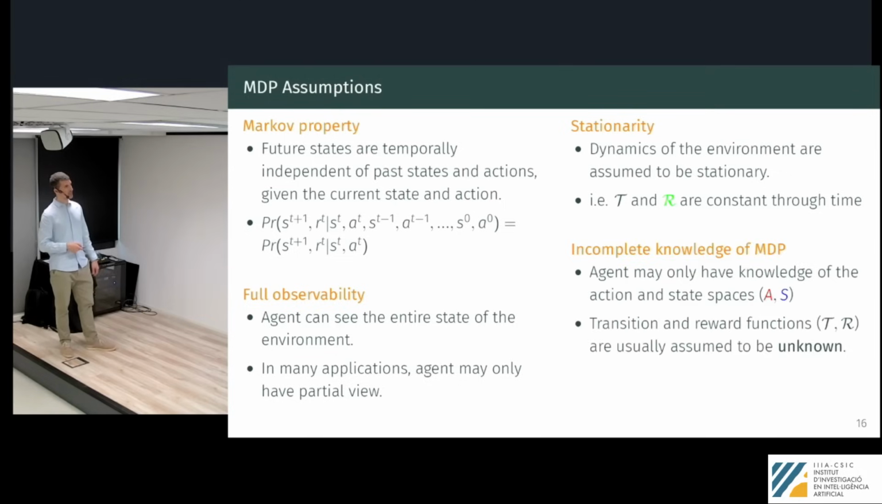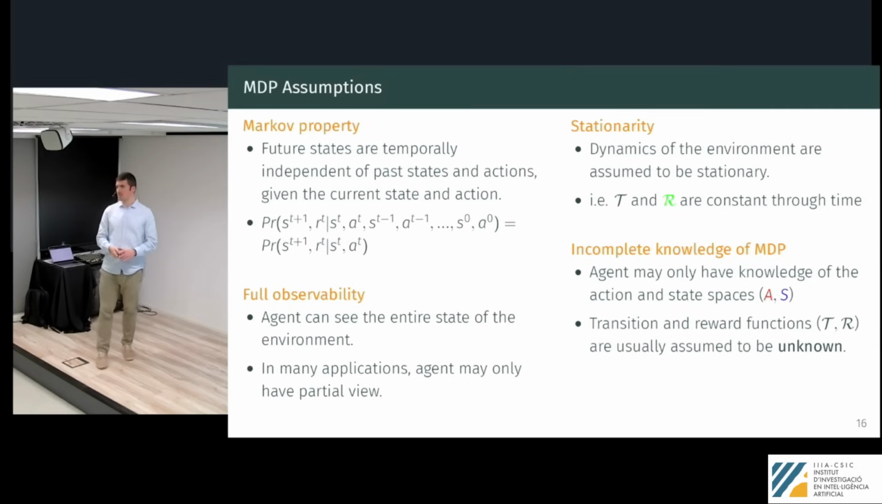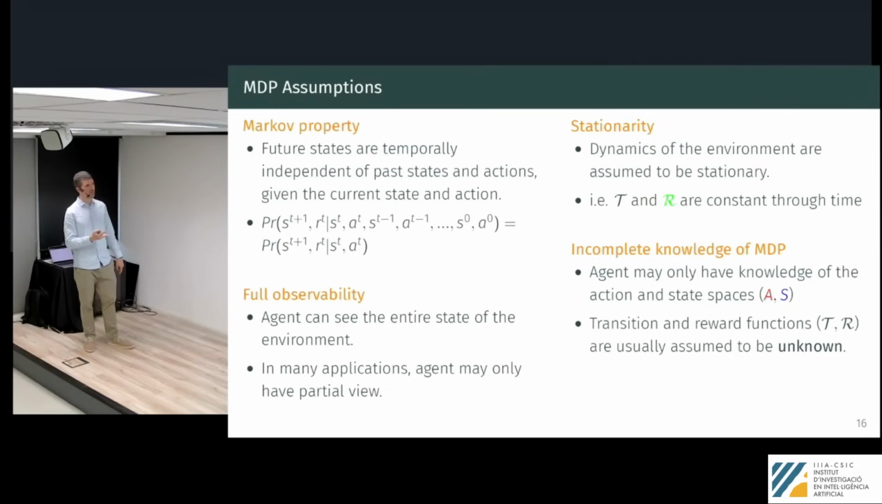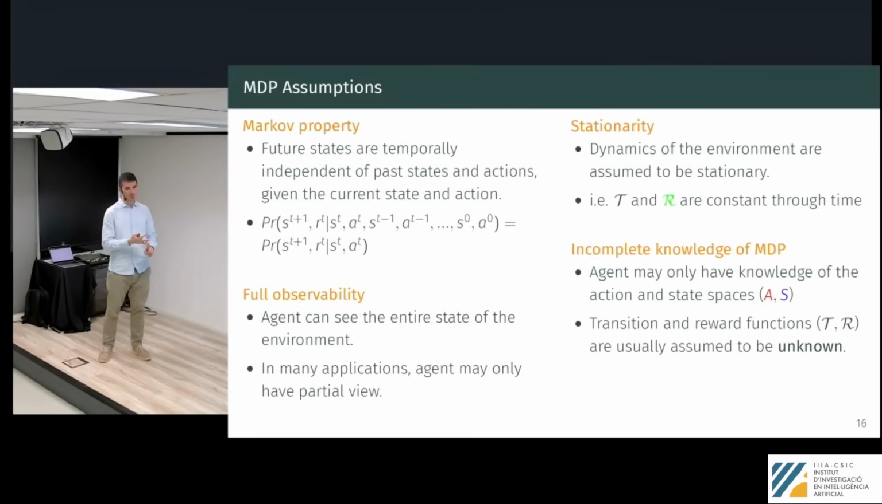And lastly, in reinforcement learning in particular, we assume that we do not know the whole MDP. Okay, there will be many things in the MDP that we don't know. We may not know the action space. We typically do not know the transition function, the transition probabilities, or the reward function.